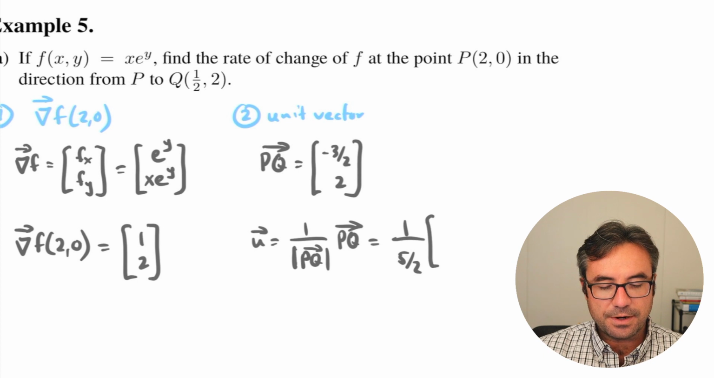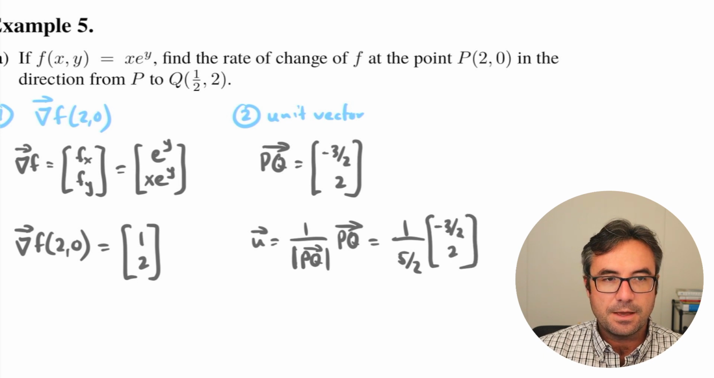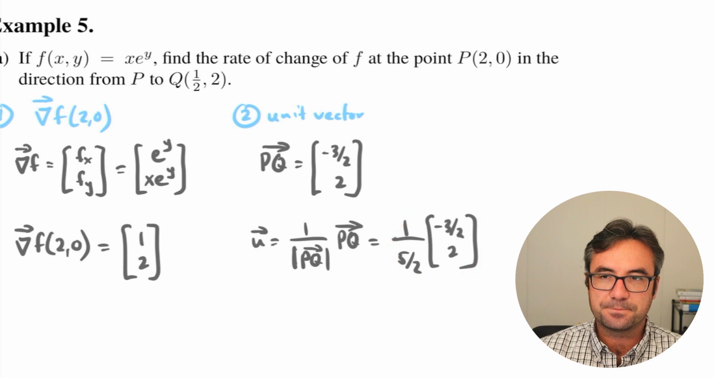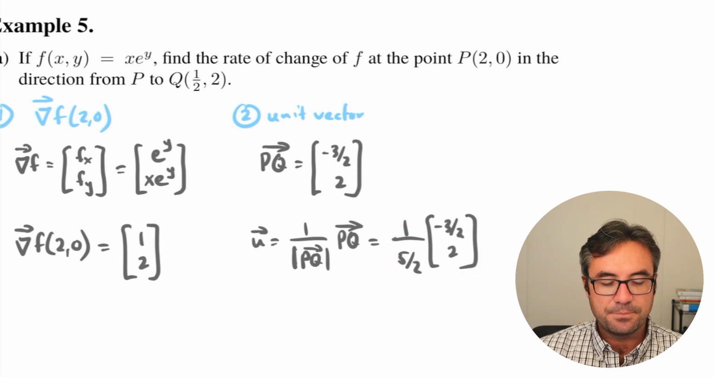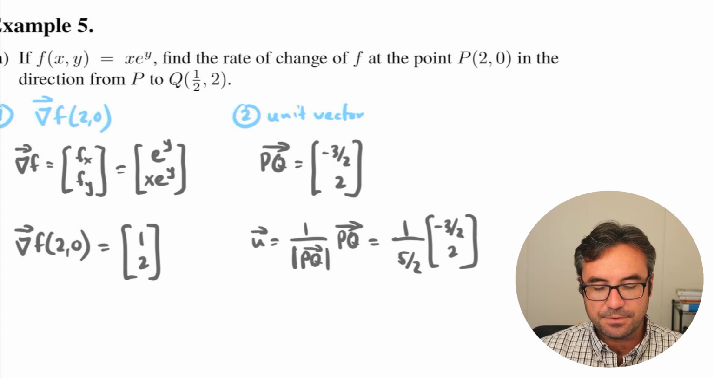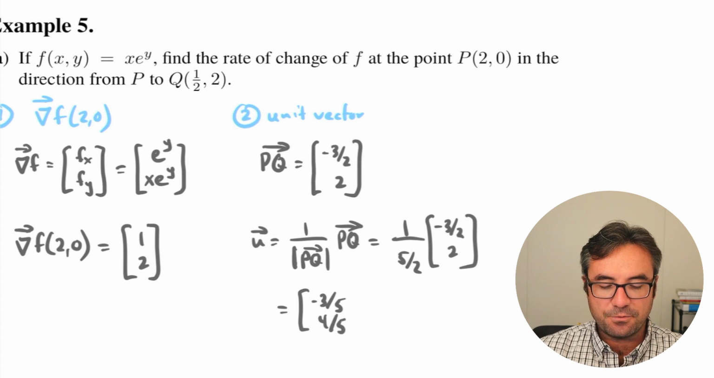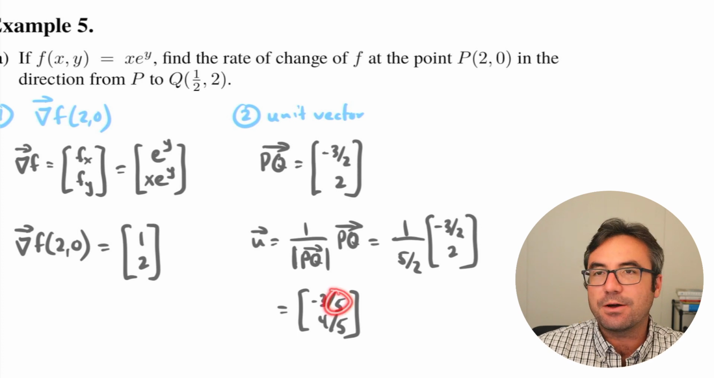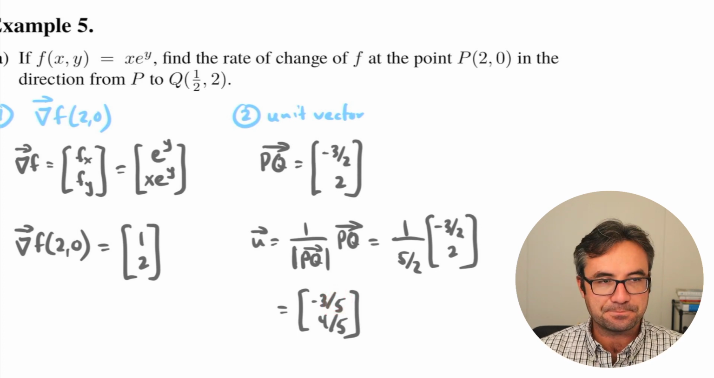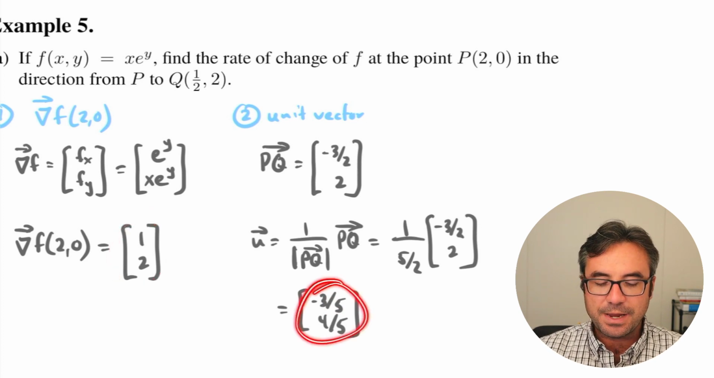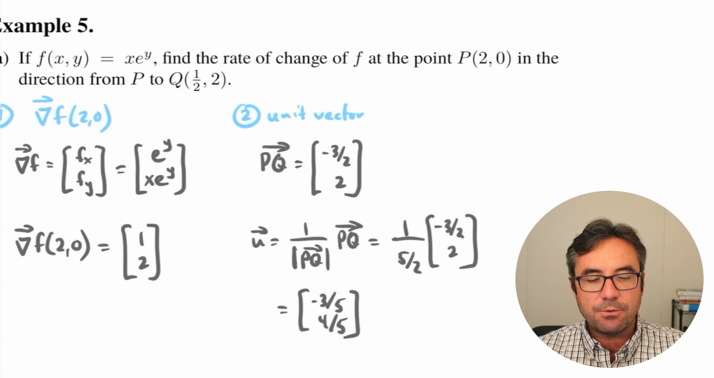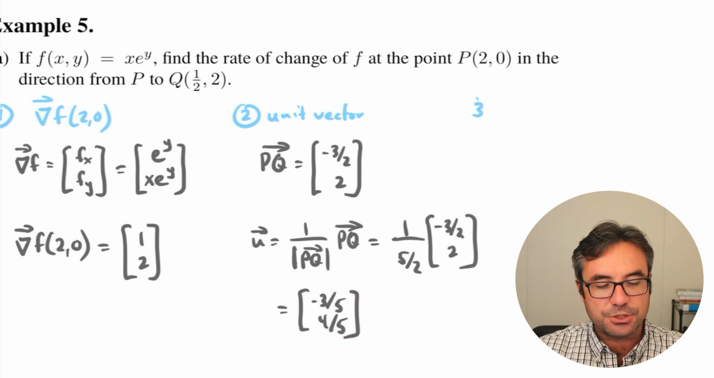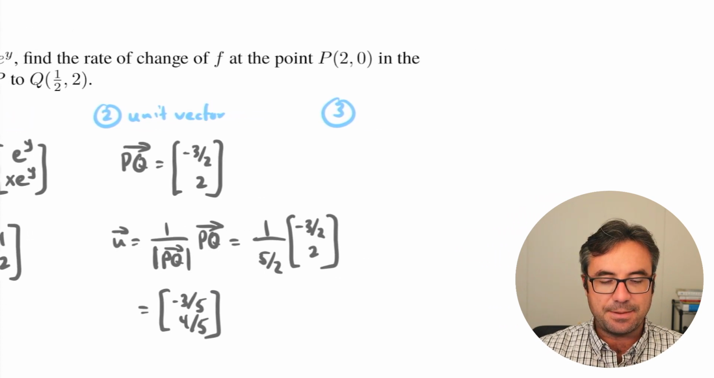And then if we throw in our vector here, we just want to simplify this down. So if I clean this up, we're going to end up with -3 over 5 for our first component, and then we're going to end up with 4 over 5 as our second component. And if I wanted to, I could factor out a 1 over 5 there, just to make it a little easier. All right, so we have all the pieces now. We have our gradient vector at the point. We have our unit directional vector. So now we're ready to actually calculate the directional derivative. And that's the last step here.